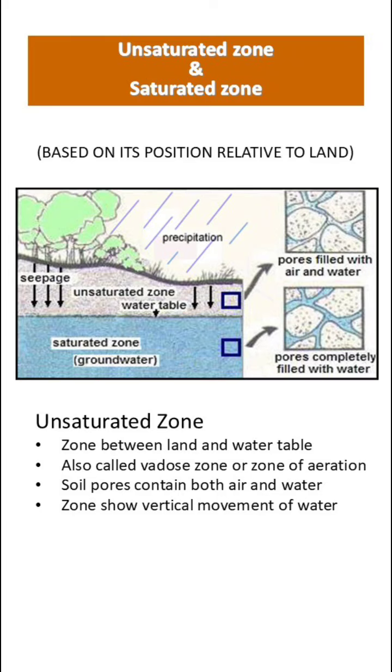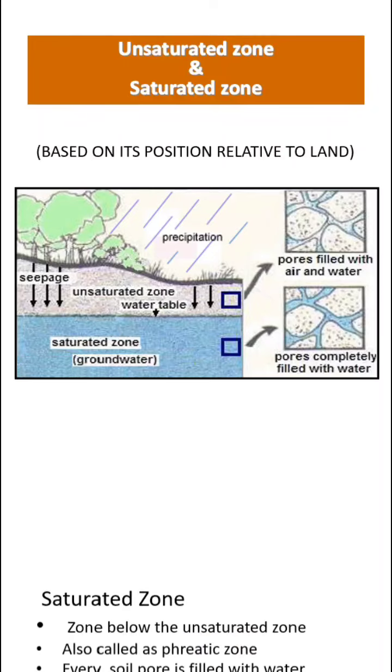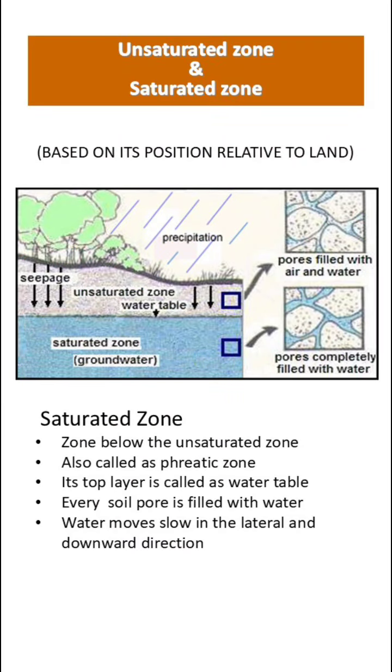Next is the saturated zone. It is present below the unsaturated zone, and is also called the phreatic zone. Here the pore spaces in the soil are fully saturated with water. Water in the saturated zone moves slowly, primarily driven by gravity and hydraulic head. In the saturated zone, flow is mostly lateral and downward, unlike in the unsaturated zone where the water can move upward via evaporation or plant root uptake.